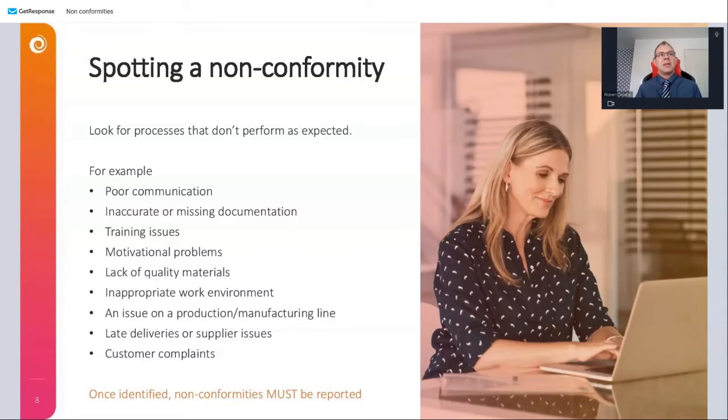It becomes a non-conformance. You yourselves may be just walking around the office or the production environment, the shop floor, and you might spot something that's not really being done how it should be. There might be a door hanging off and it's a fire door, for example.